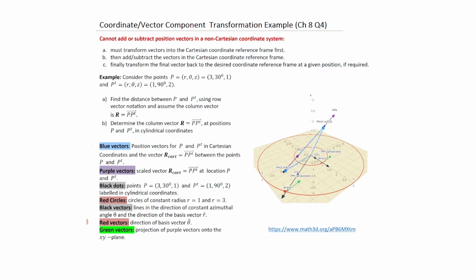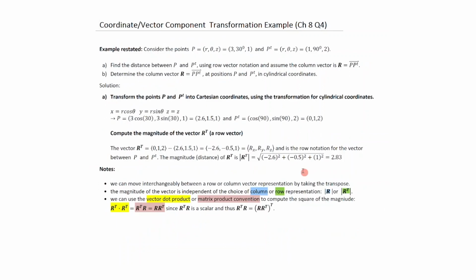The red vectors are in the direction of the basis vector theta hat, and the green vectors are projections of the purple vectors onto the xy plane. Anyways, feel free to look at this interactive simulation so you get a better handle on the geometry of the problem. Okay, so let's go through the problem now.